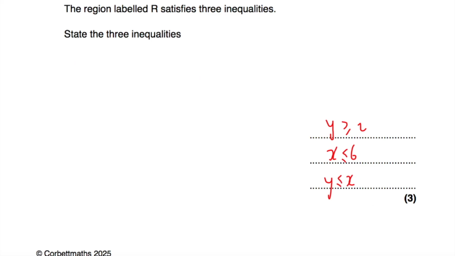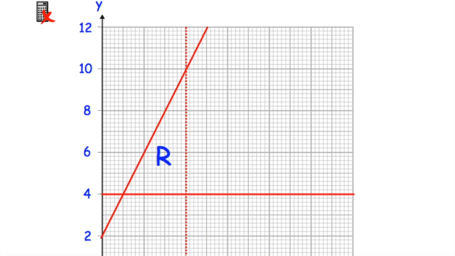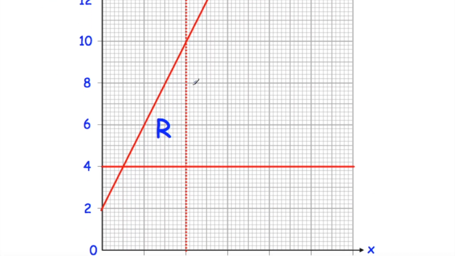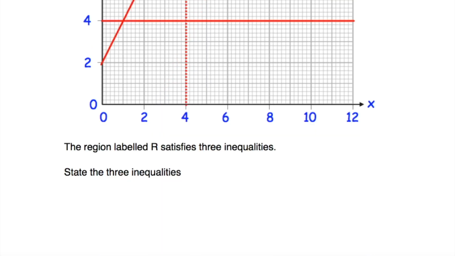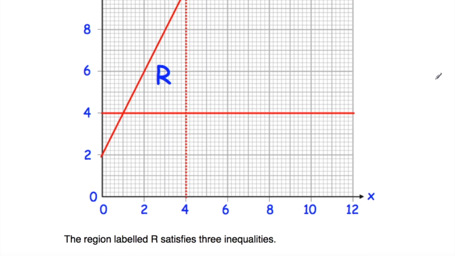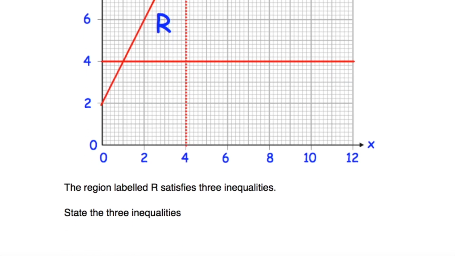Okay, let's look at our next question. So question number 12, we've got another grid with some lines drawn. This time we've got some solid lines and a dashed line as well. So that dashed line, remember, is just going to be either less than or greater than, rather than having the equals to part there. The question says the region labelled R satisfies 3 inequalities. Yep, we can see those 3 lines, and we've been asked to state the 3 inequalities.